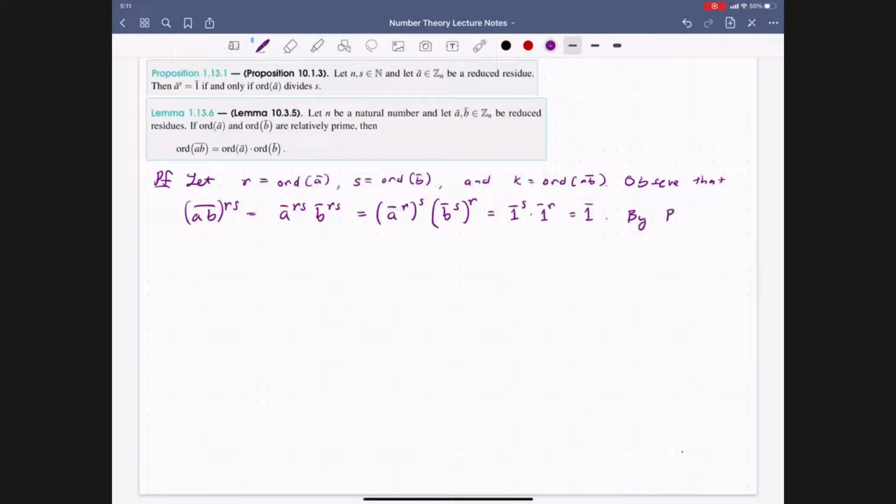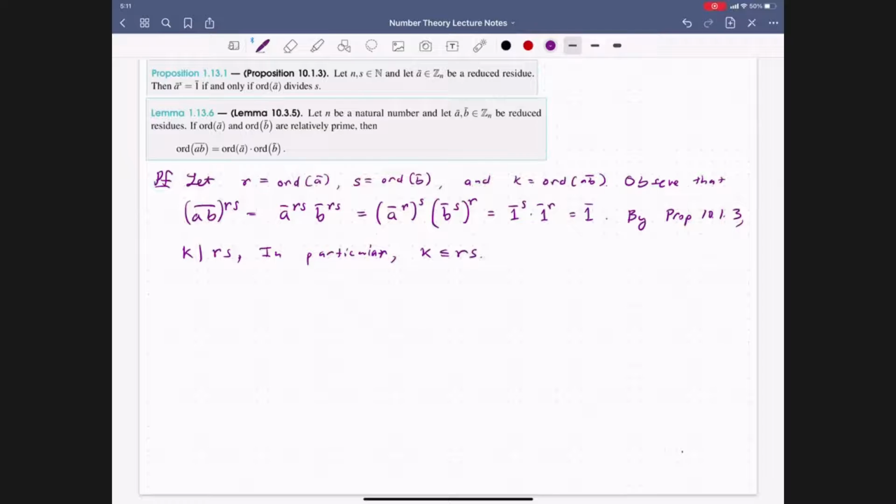So by the proposition from the book, 10.1.3, we know that if we raise ab bar to the rs, this is equal to 1 bar. But now that tells us that the order of ab bar has to divide r times s. And so the order of ab bar, that's k. So we have that k divides rs. And if k divides rs, we know in particular that k is less than or equal to r times s.